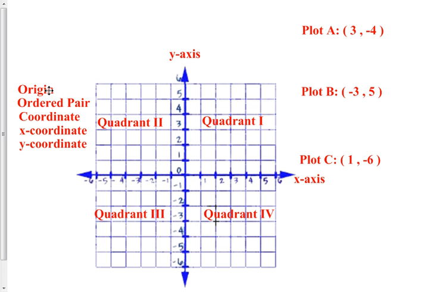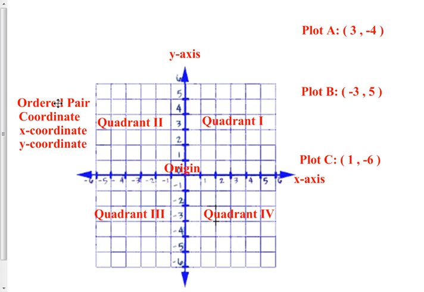Also on your coordinate plane that we're going to label is something called your origin. Your origin is where your x and your y-axis intersect or meet. That is point 0, 0. Your origin is point 0, 0.